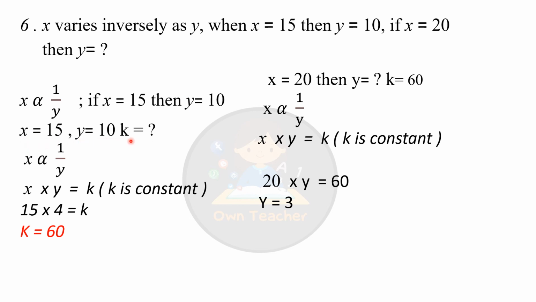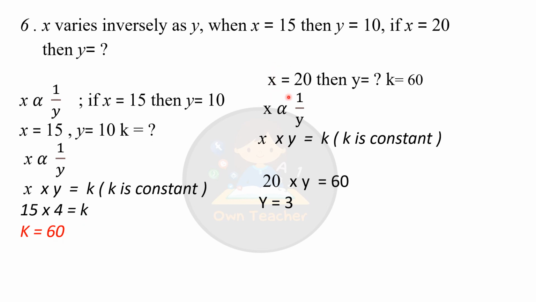So first we will find out the value of k. X is inversely proportional to y. So x into y is equal to k. We will put the value of x and y. 15 into 10 is equal to k. After multiplying, we get the value of k, that is 150.